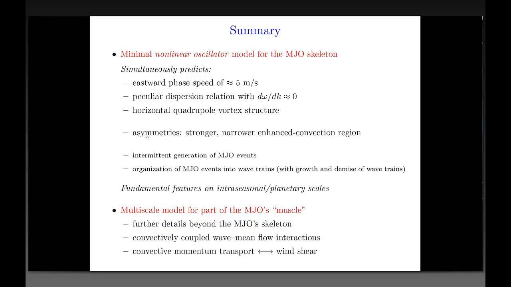And then we saw in the nonlinear version of the model, asymmetries appearing with a stronger, narrower region of enhanced convection. And then the third version of the model was a stochastic version, where we were seeing quite a bit of other interesting variability, where you can have intermittent generation of MJO events and clusters, wave trains of MJO events with growth and demise. And then lastly, as the counterpart to the MJO skeleton, I just wanted to briefly mention the MJO's muscle, which we're calling the further details beyond the MJO skeleton, with one example being a westerly wind burst, and showed a little bit about how convective momentum transport can play a role there through convectively coupled wave mean flow interactions. So that was it. Thanks a lot.